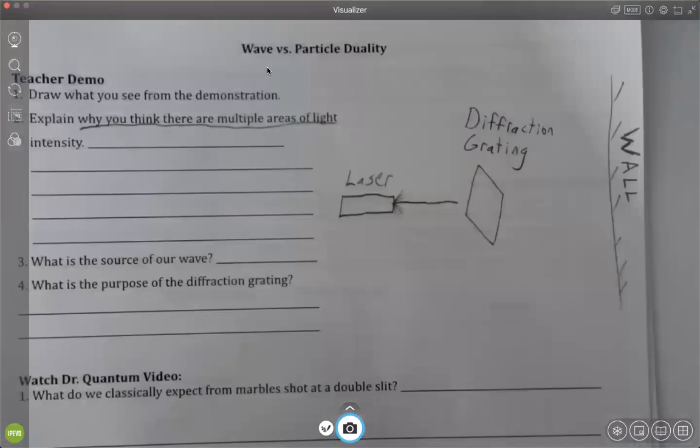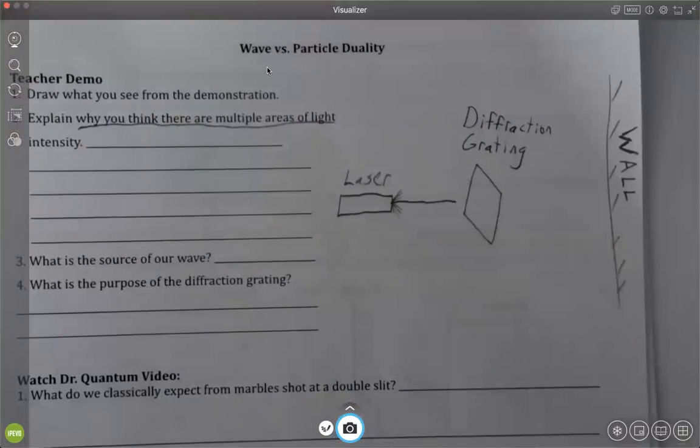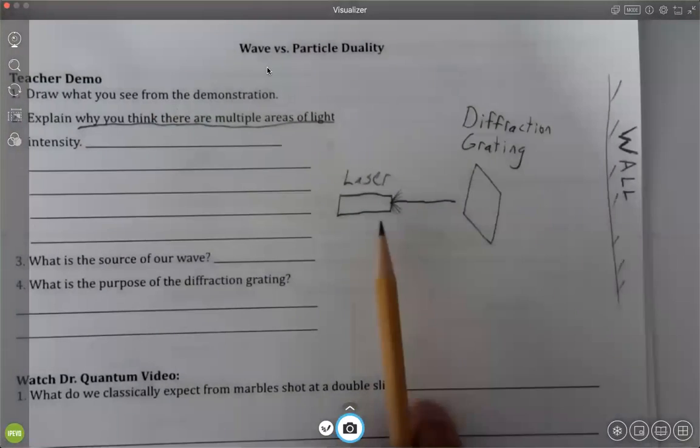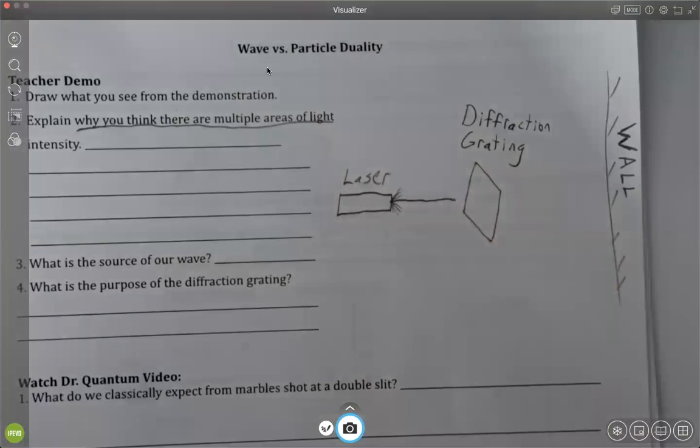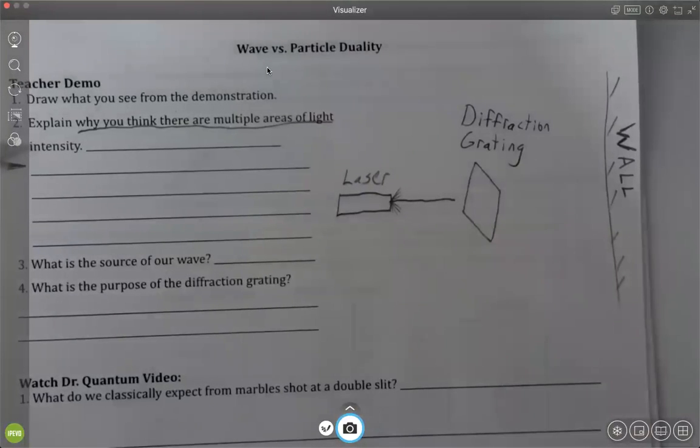So once you draw this out, where you have the laser, a diffraction grating, and the wall, and hopefully you drew out what you saw, I want you to try to explain why you think there are multiple areas of this intensity. There's no right or wrong answer here, except no answer. I want to know why you think it.